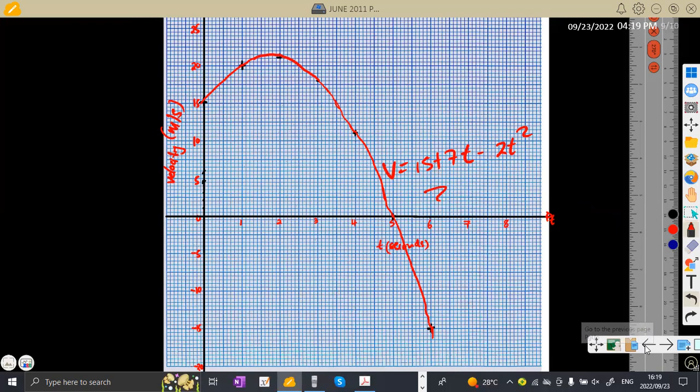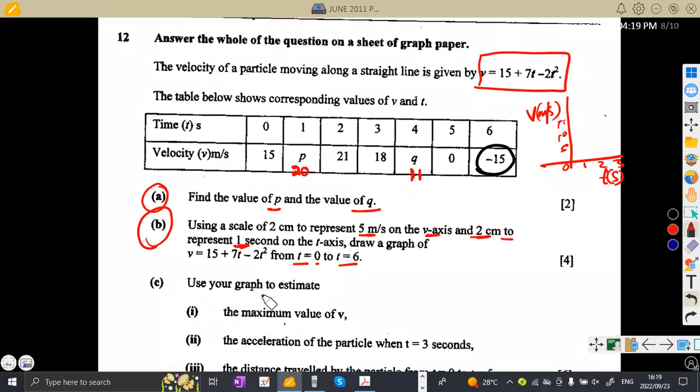And from that graph that you have drawn, the question now is to use your graph, not someone's graph, but the one that you have drawn. These answers might not be exact, because remember the smoothness. But we want to find the maximum value of V. The maximum value of V occurs at the turning point of your graph, where the graph turns. What is the value of V there?